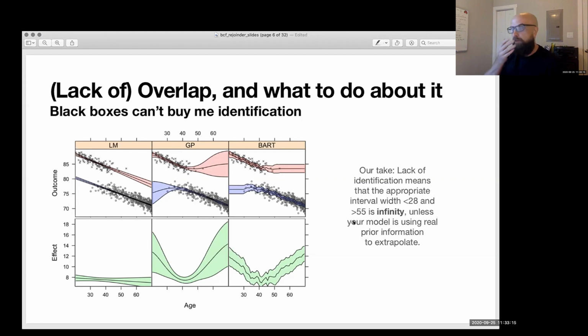The only case in which we can think about trying to make inference outside of there is when our model is using real prior information to extrapolate, because the data just can't tell us what's going on, right? That sounds like a pithy little comment, but it's real, right? If the thing that we're trying to estimate is not identified, then all we're doing is sort of extrapolating out based on a model, and I think that's a little bit fraught.